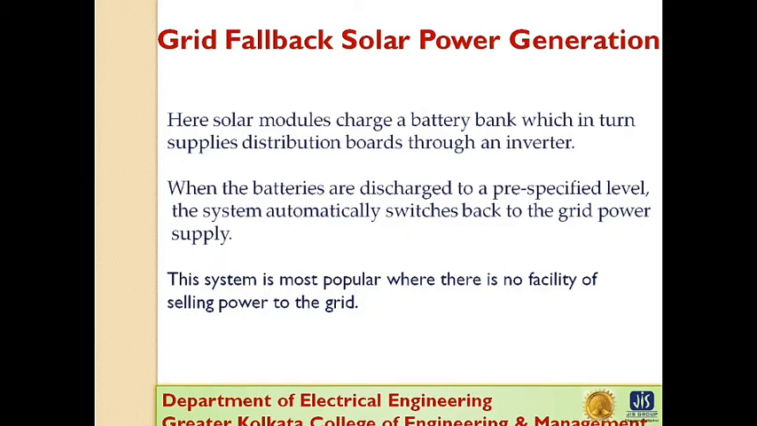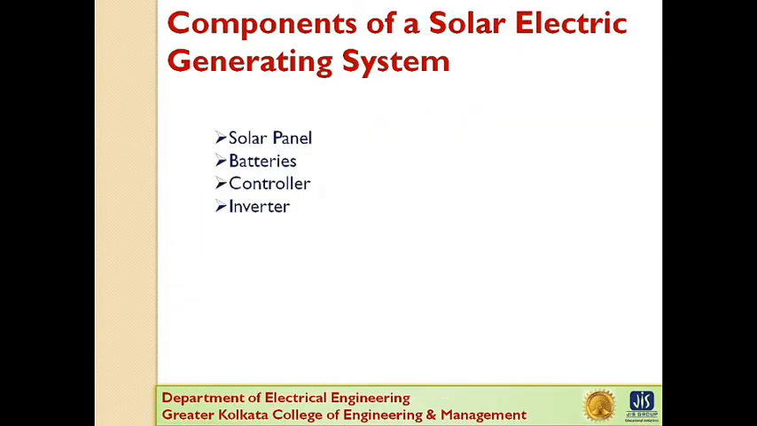This system is the most popular where there is no facility of selling power to the grid. The grid fallback system has all the advantages of a grid interactive system except power selling. But it has the benefit of using your own power whenever it is required, irrespective of the position and condition of the sun in the sky. Next are the components of a solar electric generating system.